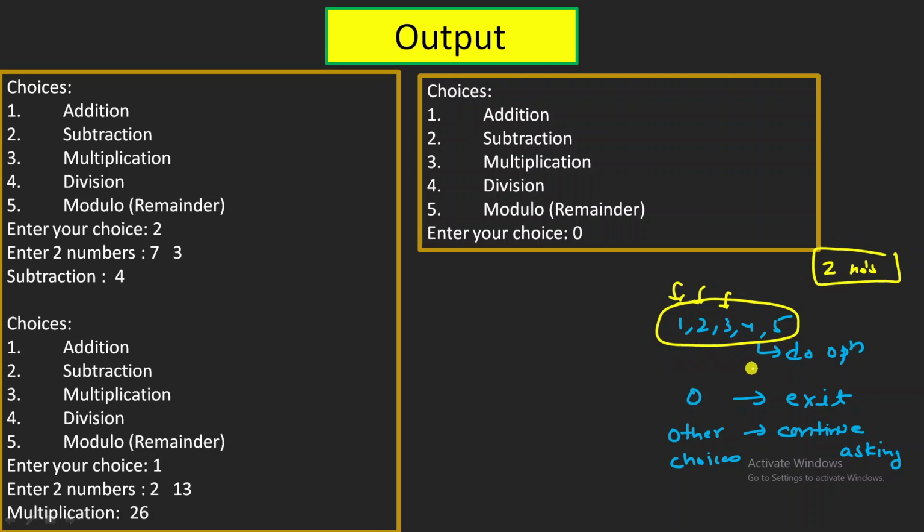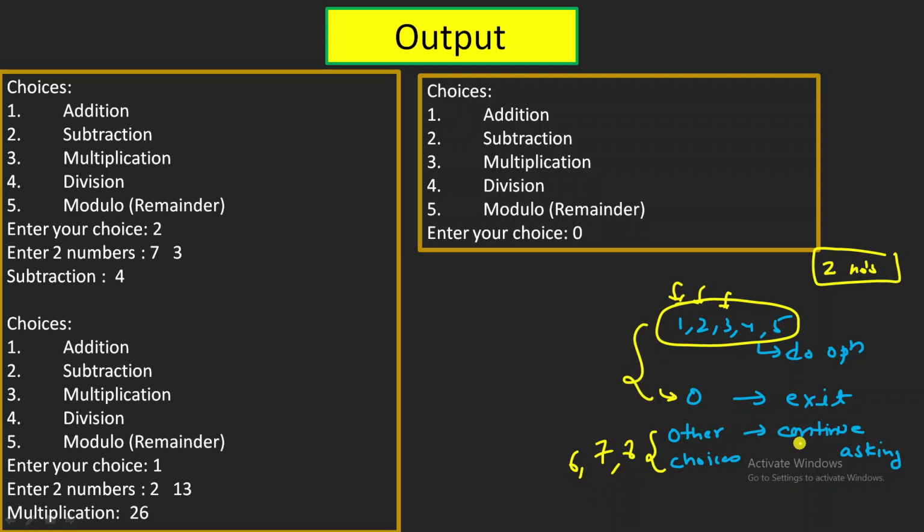If he enters 1, then addition should happen. If he enters 0, it means he does not want to continue with the calculator program, and the calculator should exit. So 0 means exit the program. And if he enters any choice other than 1 to 5 and 0, for example 7 or 8 or 6, any other choice, then your program should continue.